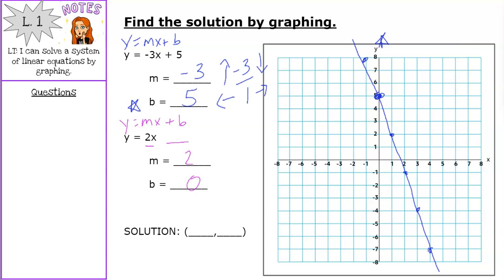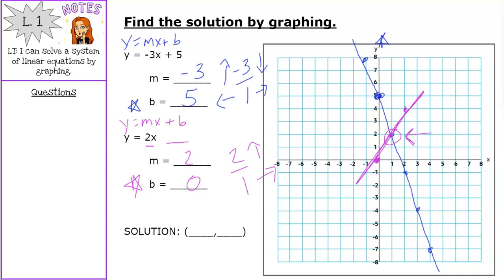So we're going to start with plotting our y-intercept at 0. We're going to start right in the middle of our graph. And then our slope is 2. So remember that means 2 over 1. We're going to go up 2, right 1, up 2, right 1, up 2, right 1. I don't need to plot any more points because we've already crossed the blue line. We just have to plot points until we find that connection. So we connected right there at this point.